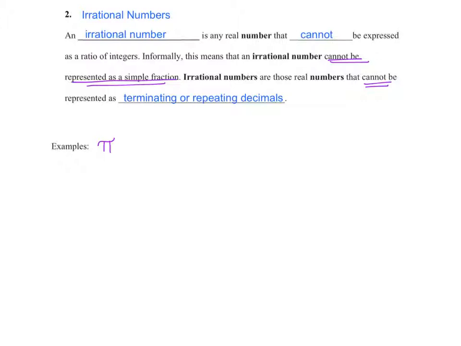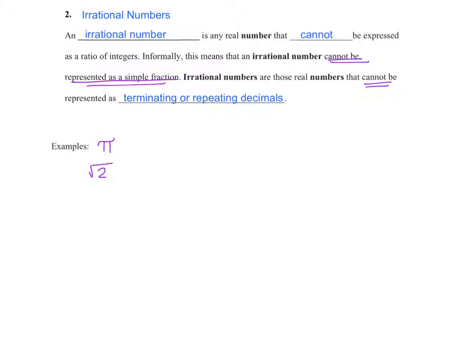Think of irrational. If someone's irrational, they keep going and going and going. It never stops. It's the same thing with decimals. They're decimals that keep going and going. They don't terminate. They don't repeat. It never stops. Another example of irrational numbers is the square root of 2.